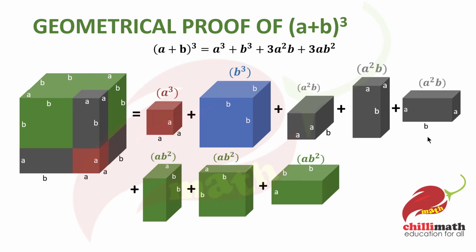Hello children, in this video we'll understand the geometrical proof of the (a + b)³ identity. That is, (a + b)³ is equal to a³ + b³ + 3a²b + 3ab².